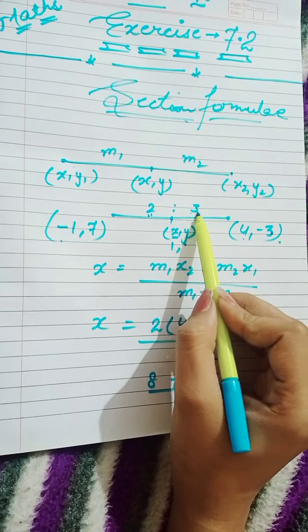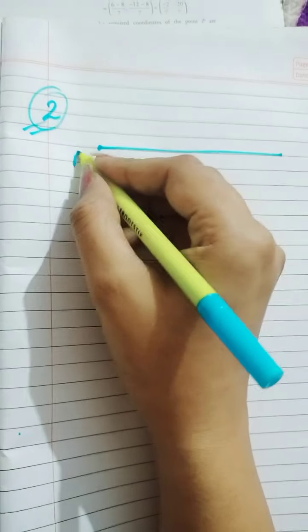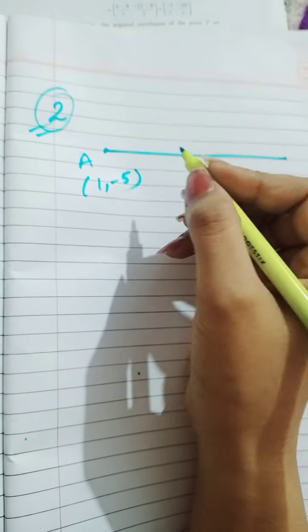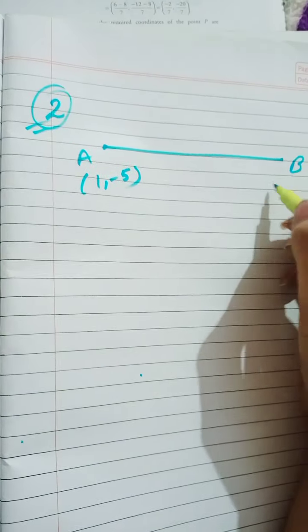So by using the section formula, you have to use this formula to find the coordinates of the point which is dividing the line. Next type of question which can be asked in exam would be like this. See, what's the type of question? Find the ratio. Point A coordinates are given, that is (1, -5), and B coordinates are (-4, 5). So you have to divide the line by the x-axis. The x-axis is going to divide this line.